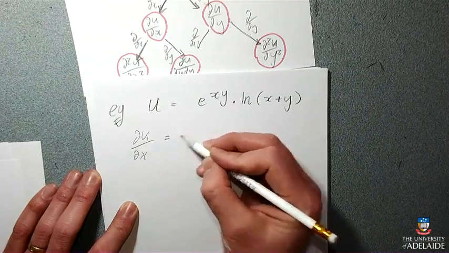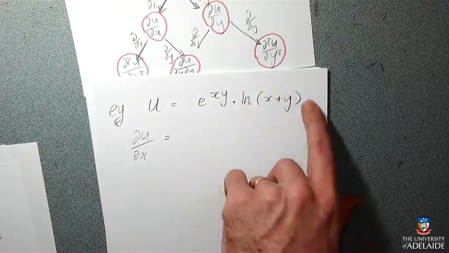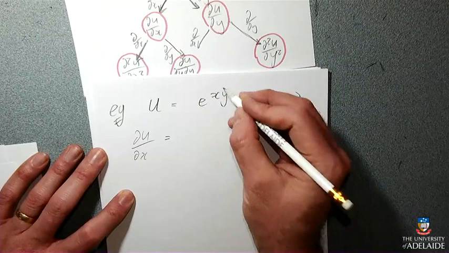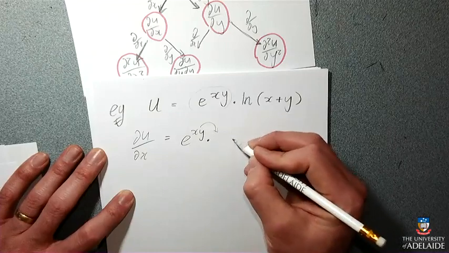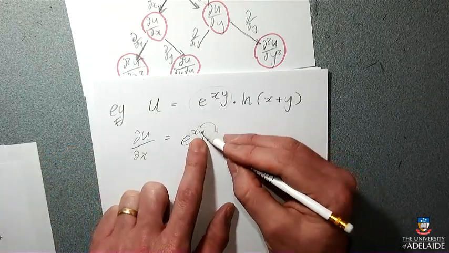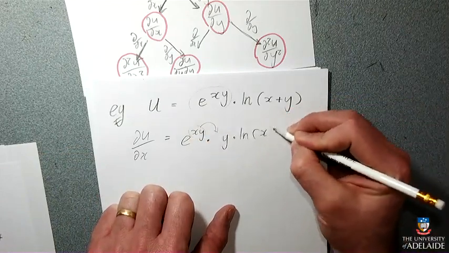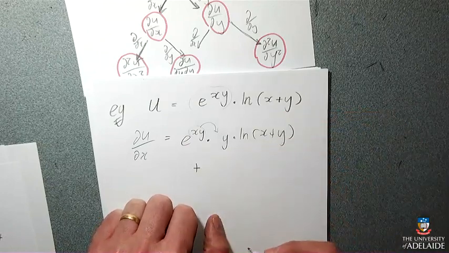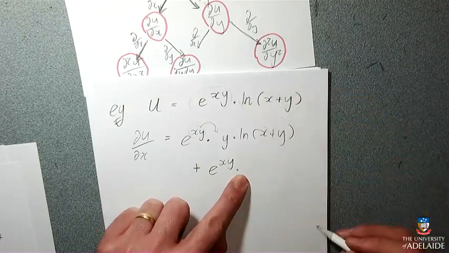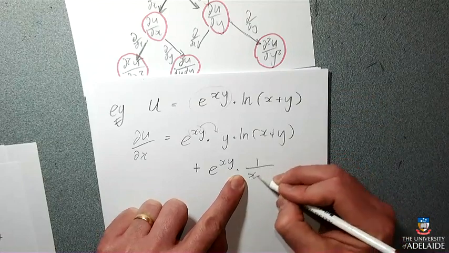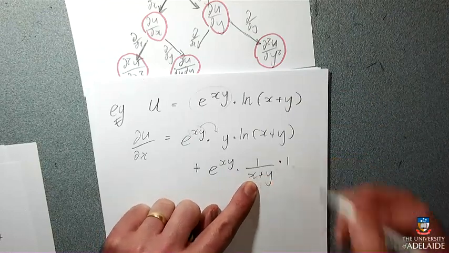So du on dx, this involves an x, and this involves an x, so I'm going to have to do the product rule. So I will differentiate this, so e to the anything stays the same, and then because of the chain rule I'll have to do the derivative of this, and y is a constant multiplied on, and the derivative of x is 1, okay? And then I will keep the ln x plus y, and then in the second part I will keep the e to the xy, and I will differentiate the ln x plus y, and the derivative of ln is always 1 over, and then I'll have to multiply by the derivative of this. The y will go to 0, the derivative of x is 1. Okay.